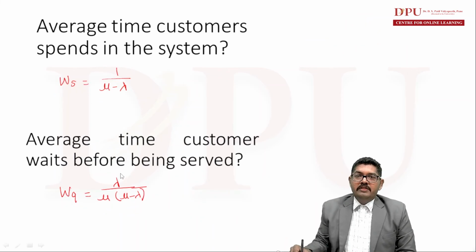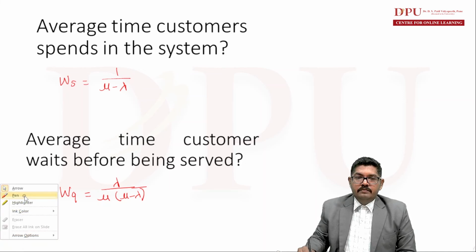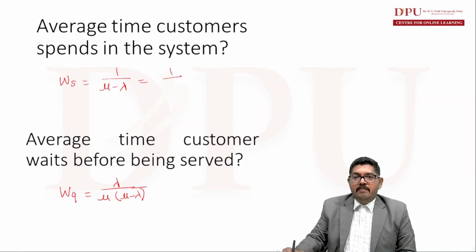Then we have the average time a customer spends in the system. So this is equal to 1 divided by mu minus lambda. So this is equal to 1 divided by 10 divided by 5 minus 9 divided by 5. So this will be equal to 10 minus 9, which is 1, so 1 divided by 1 divided by 5. This is equal to 5 minutes.